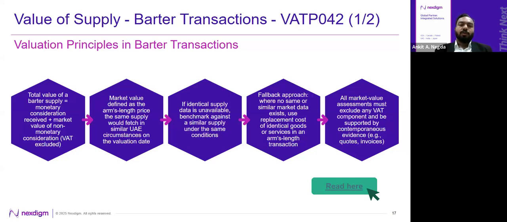The first one is that the total value of a barter supply would be the monetary consideration plus the market value of the non-monetary consideration. So if that is available, then you could go ahead with this option. And again, there is even an explanation given of what the market value is. Market value is defined as the arm's length price that the supply would fetch in the UAE region if the same is done with someone else or some unrelated party.